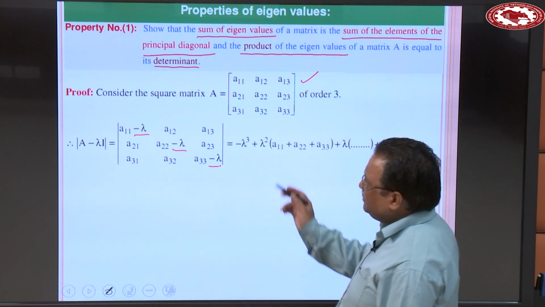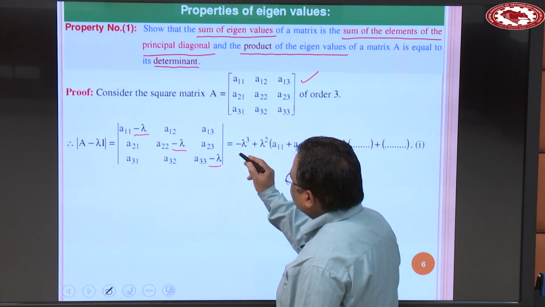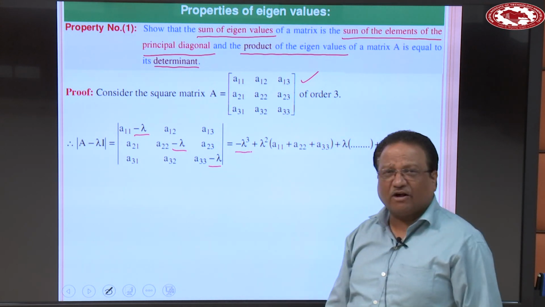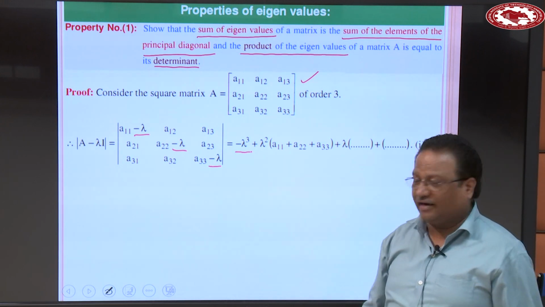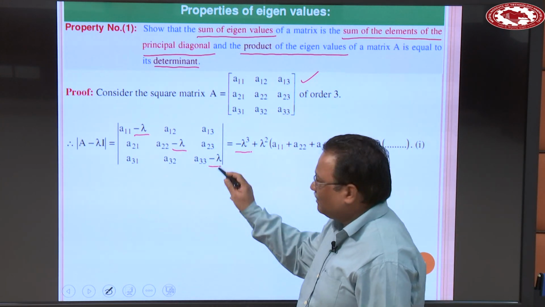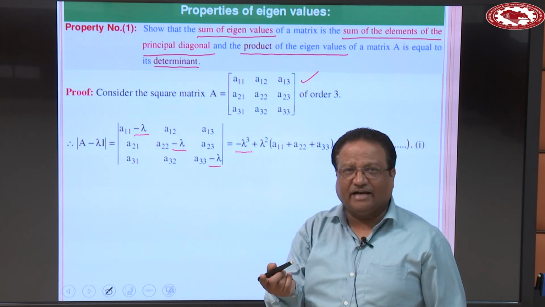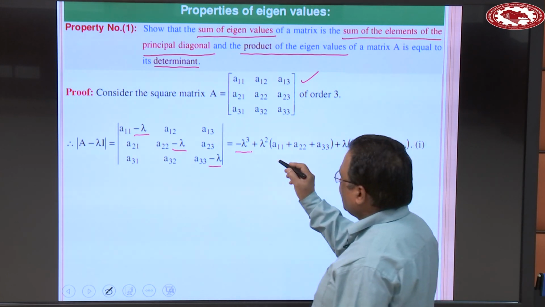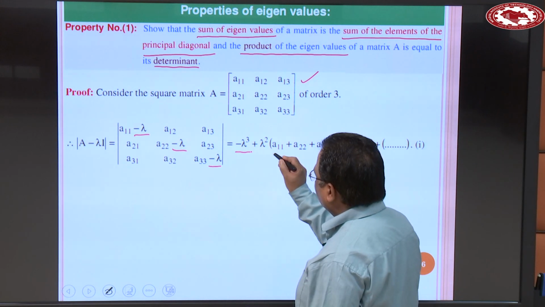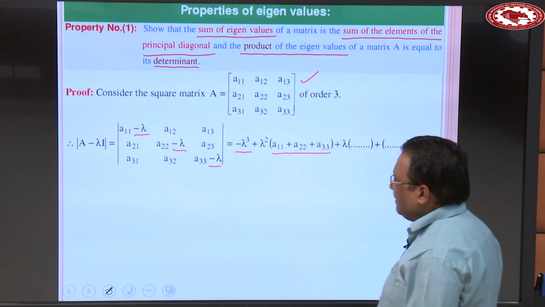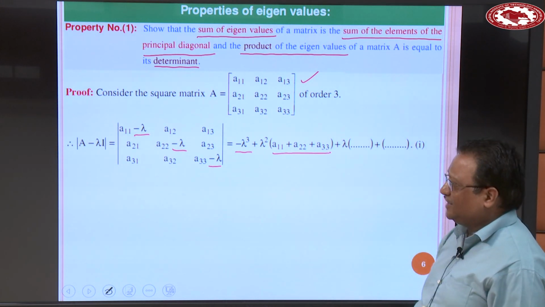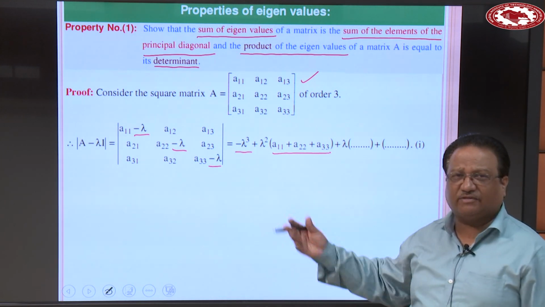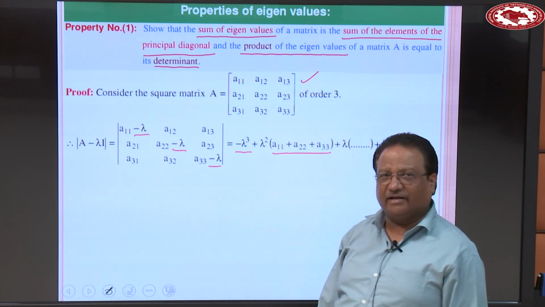Okay, and when you solve, then the first term we obtain is minus lambda cube. So lambda cube का coefficient जो है वो -1 आ रहा है. Reason is minus minus minus means (-1) power 3, and that one is -1. Okay, so minus lambda cube. Then the coefficient of lambda square is A11 plus A22 plus A33. When you solve this determinant, you will get the coefficient of lambda square is the sum of the elements lying in the principal diagonal, right?